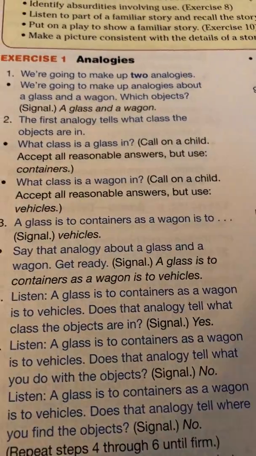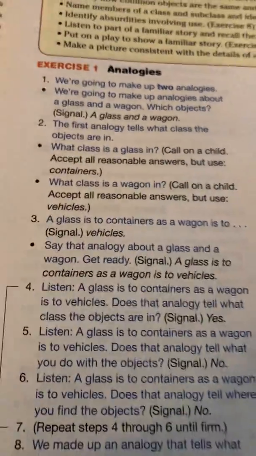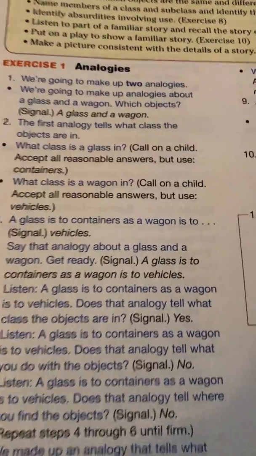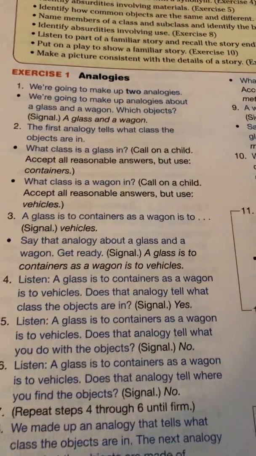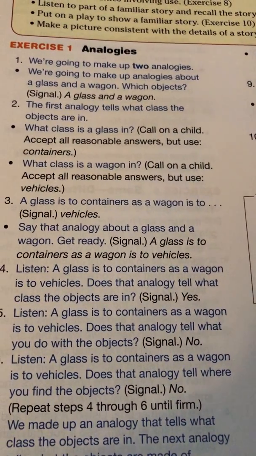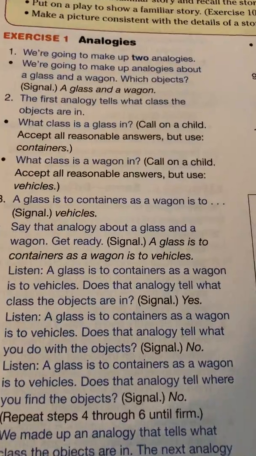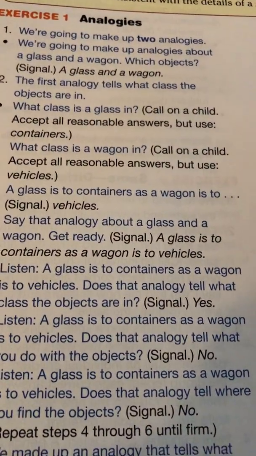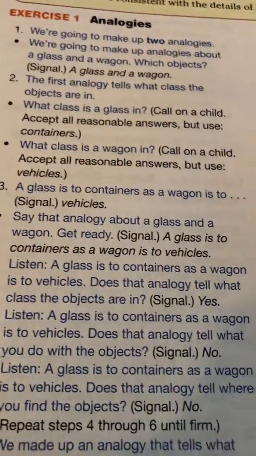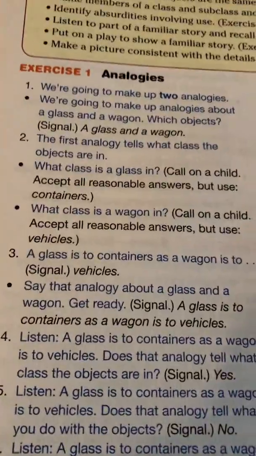The first analogy tells what class the objects are in. Listen again. The first analogy tells what class the objects are in. What class is a glass in? Some people may say cups, things you can drink from, or containers. We're going to use containers.